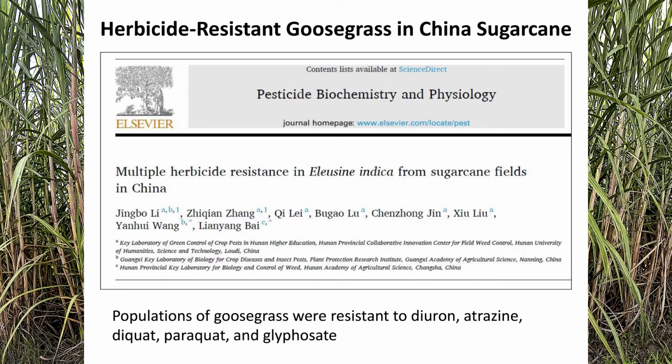Recently in China, multiple herbicide resistance in goosegrass from sugarcane fields was documented. Populations were resistant to diuron, atrazine, diquat, paraquat, and glyphosate. I'm not even sure if diesel fuel would kill those.